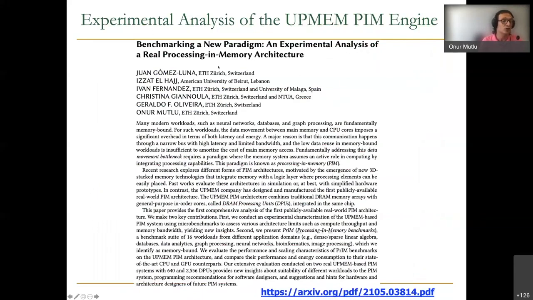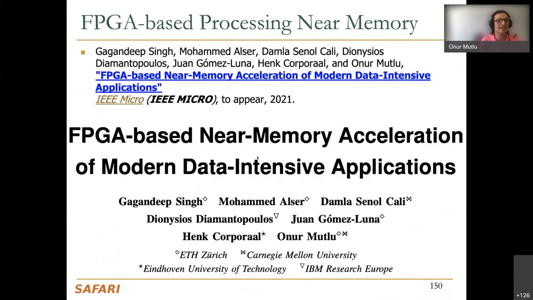And it turns out there are some workloads where this system is much stronger compared to state-of-the-art GPUs and CPUs. And you can take a look at the paper. We've also released benchmarks, so you can actually do your own benchmarking of the system once you get access to it. I think FPGA-based processing near memory is also important.